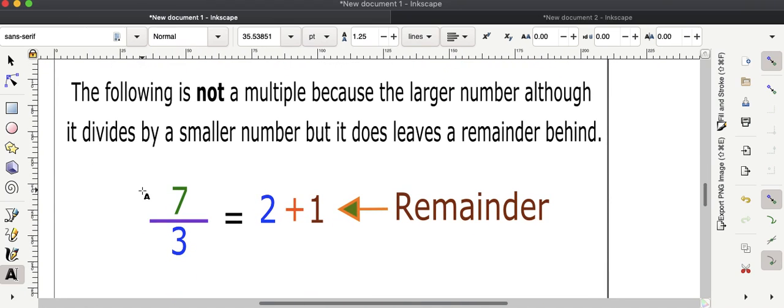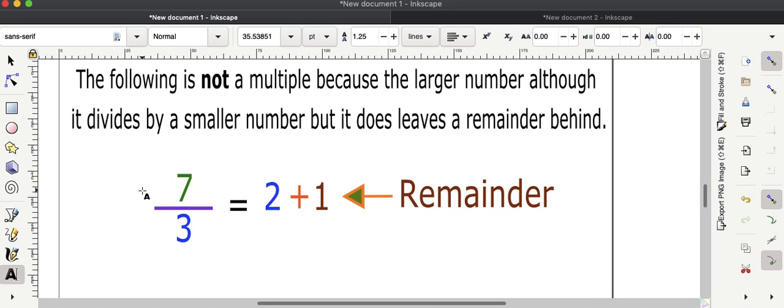I'm sure by now you have guessed it. That's right. A number is not a multiple if the larger number, although it divides by a smaller number, does leave a remainder, as you see in the case of 7.